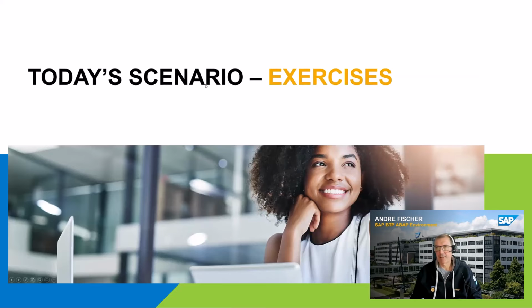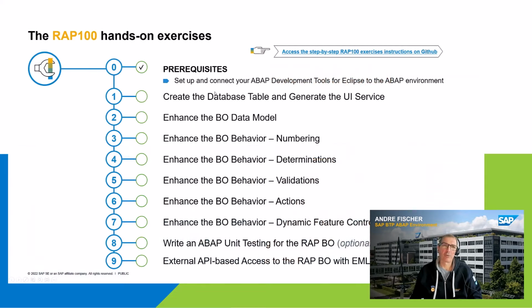So the complete scenario you find here, if you want to go through that, is you start here really creating from scratch, from creating a database table and generate the UI service. That was the wizard that I showed you. And then you would enhance the data model by adding numbering, determinations, validations, and actions. And the data model is being enhanced before that by adding UI annotations.